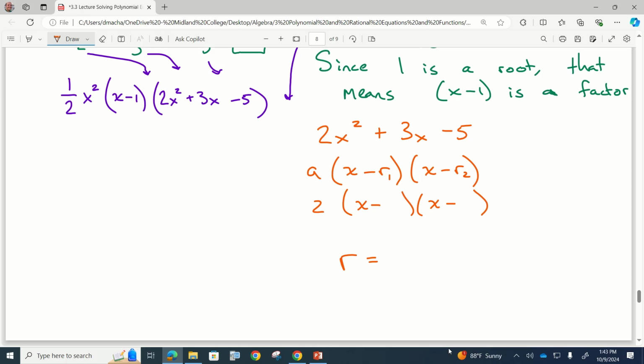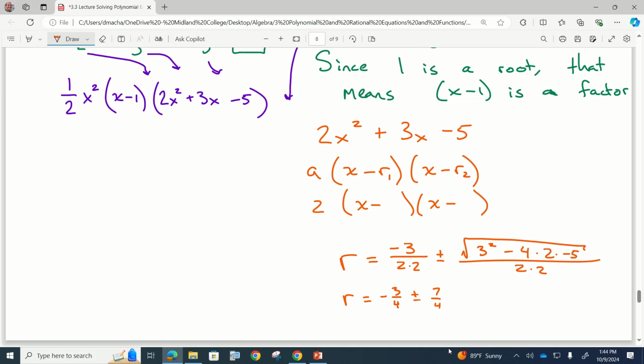And the quadratic formula says, negative b over 2a plus or minus the square root of b squared minus 4ac divided by 2a. So this is negative 3/4 plus or minus 7/4. Because this is 9 plus 40, and the square root of 49 is 7. And that means my 2 roots are at negative 3 minus 7, which is negative 10 over 4, which is negative 5 over 2, and at negative 3 plus 7, which is 4 over 4, which is 1.